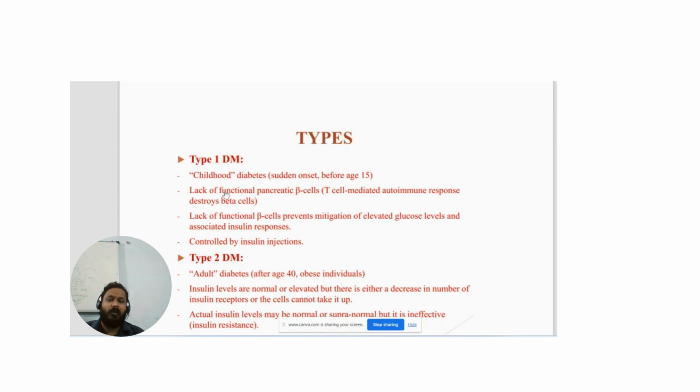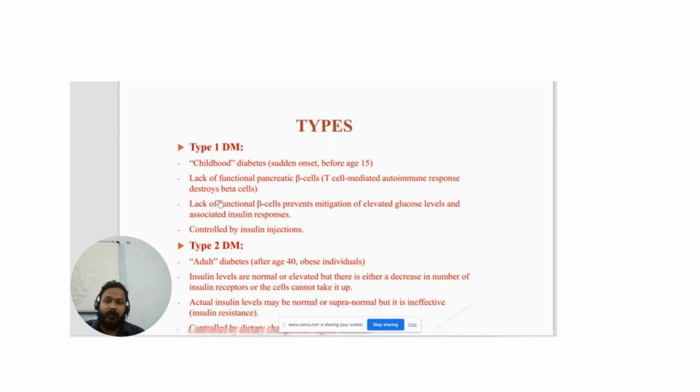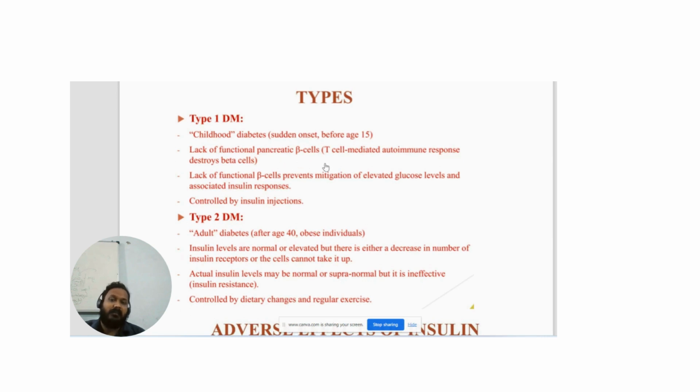Type 1 diabetes is called juvenile diabetes or childhood diabetes because it is of sudden onset and the patient's age is less than 15 years. There is lack of function of pancreatic beta cells due to a cell-mediated autoimmune response. It destroys the beta cells. So the beta cells are not able to produce enough insulin, and due to the lack of insulin, type 1 diabetes occurs. It is controlled by insulin injections.